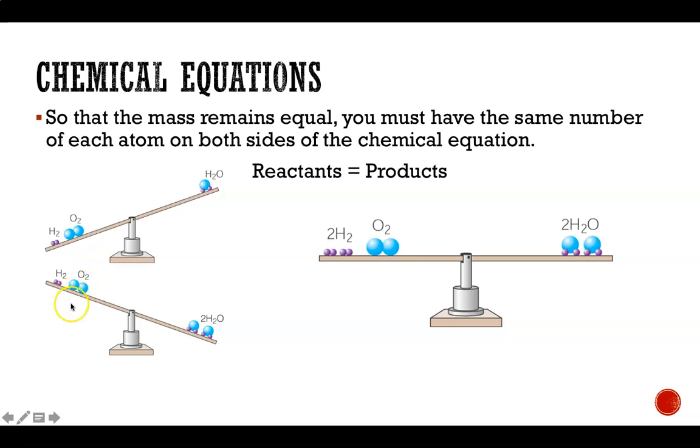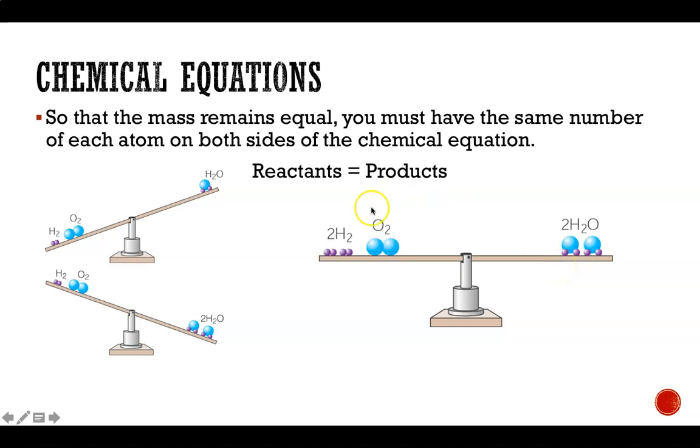At the same time, if we add in another water molecule here so that we have 2 oxygens, look at that. All of a sudden we've got way more hydrogens. We've got 4 hydrogens and only 2 on this side, so that we've just tipped the balance the opposite way. So if we add 2 more hydrogens, there we go. We've got a balanced scale here, and that's what we want.